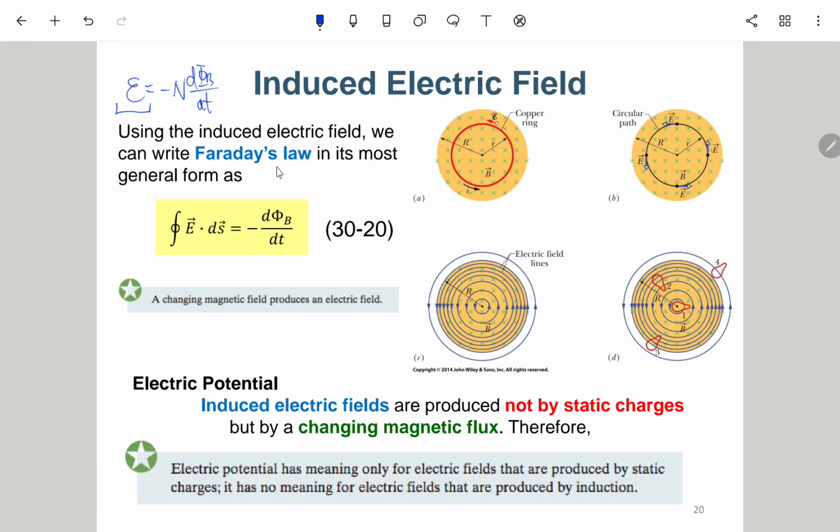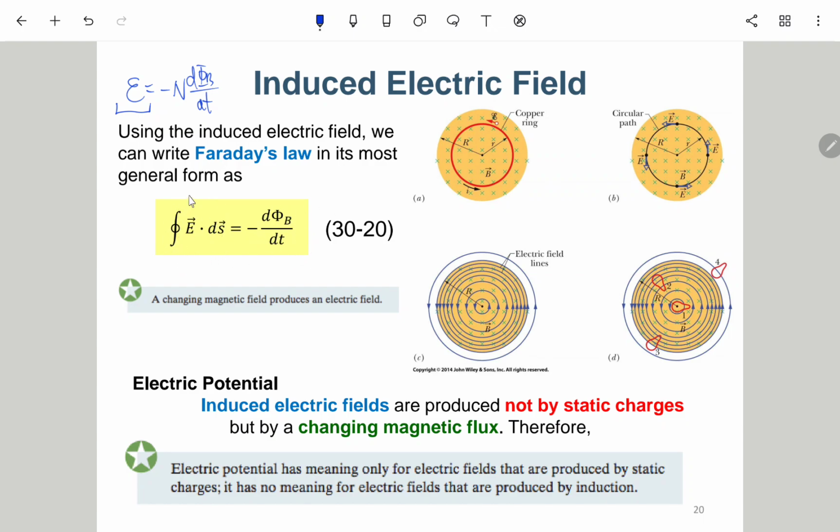So this Faraday's law actually looks like this. On the left side we have an integration of E dot ds. On the right side is still the same, negative dΦ_B/dt, and if there are N turns, you just multiply it by capital N. Nothing special on the right side.